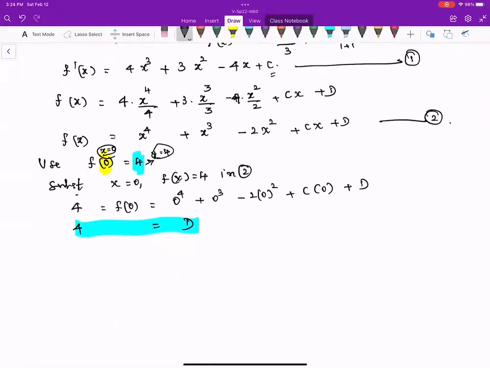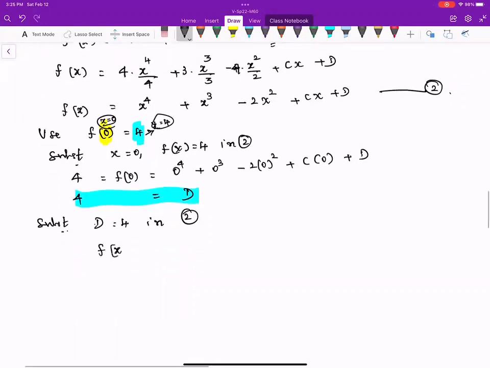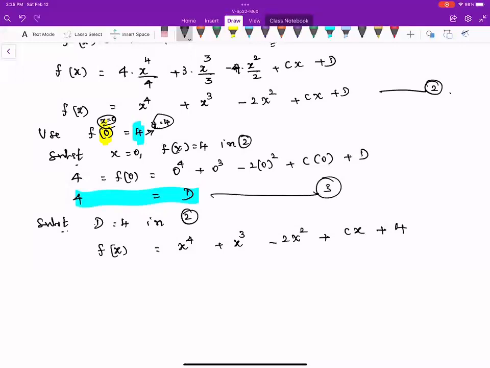So now substitute this d in 2. So what do we get? F of x equal to x to the power 4 plus x cube minus 2x squared plus cx plus d. What is d? D equal to 4. So from what we have got, you can call it 3 maybe. Now we have to find out one more constant, c, here.